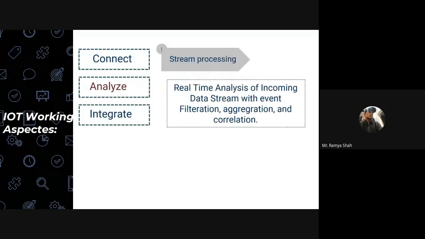When you're talking about analyze, here the word analyze stands for the data, or the stream of data, which we are receiving. I'll be linking this with an example once I complete the phase of analysis. So the first section is stream processing. When we're talking about stream processing, it's the real-time analysis of the incoming data stream with event filtration, aggregation, and correlation, and it should be monitored.